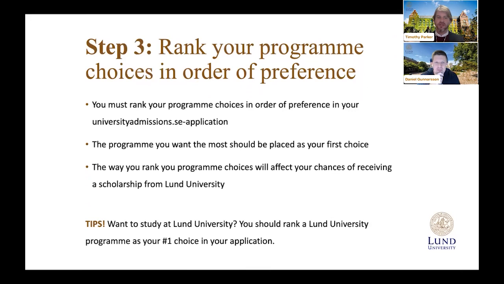Now, step number 3 is incredibly important, and that is ranking your program choices in order of preference. So I've just mentioned that you can choose 4 programs at master's level or 8 at bachelor's level, but you should not think that you're applying to all of those programs equally. You really need to choose which program is your first choice. That's the program that you're applying to. All the other choices are only backups. If you do not get into your first choice, then you will be considered for your second choice. You cannot get admitted to multiple programs.